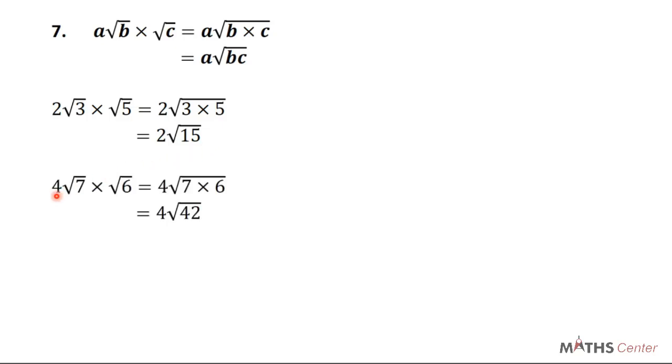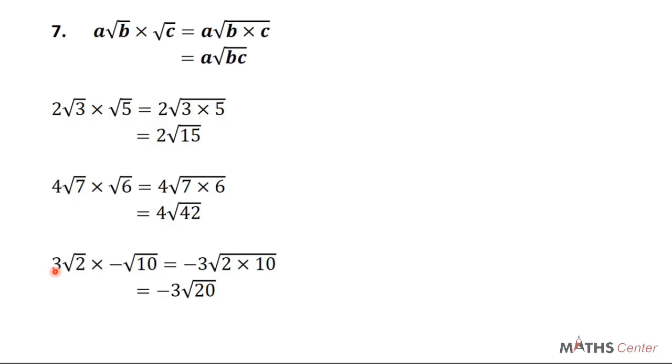Now here we have 4 root 7 times square root of 6. Actually, the square root of 6 is 1 root 6, but since it's 1, we don't write it there. So 4 will multiply that 1 to give us 4. Then the numbers under the square root sign will multiply. So 7 times 6 will give us 42. So this will give us 4 root 42.